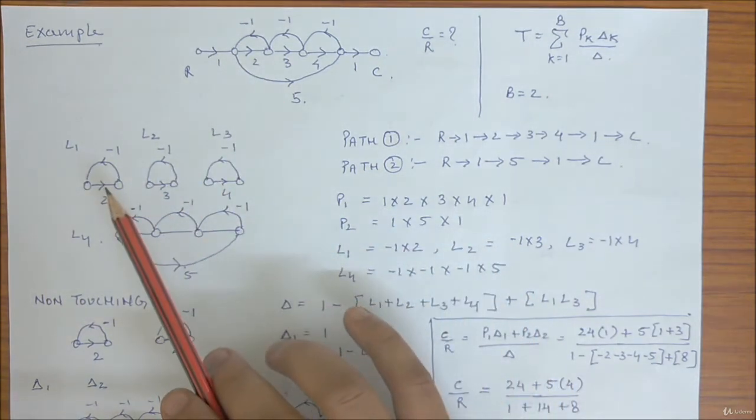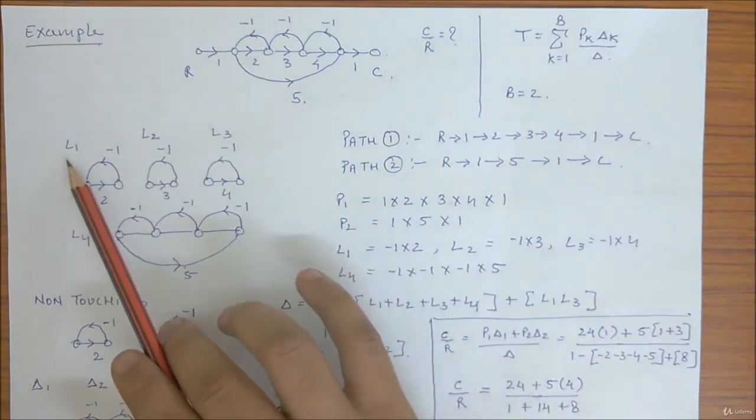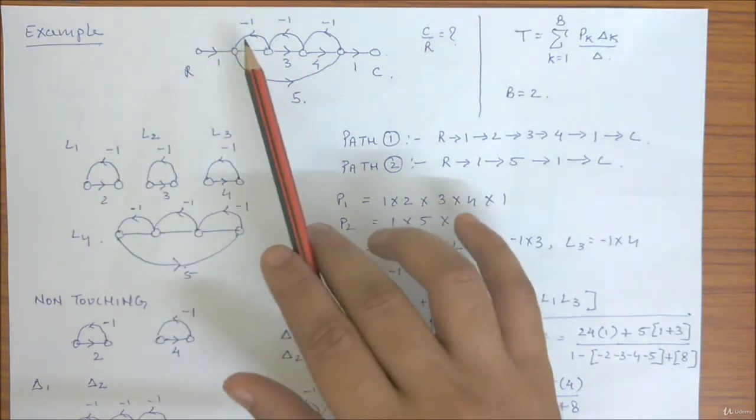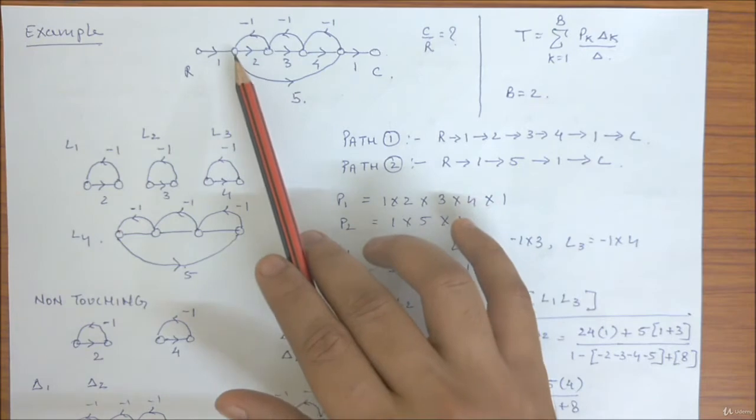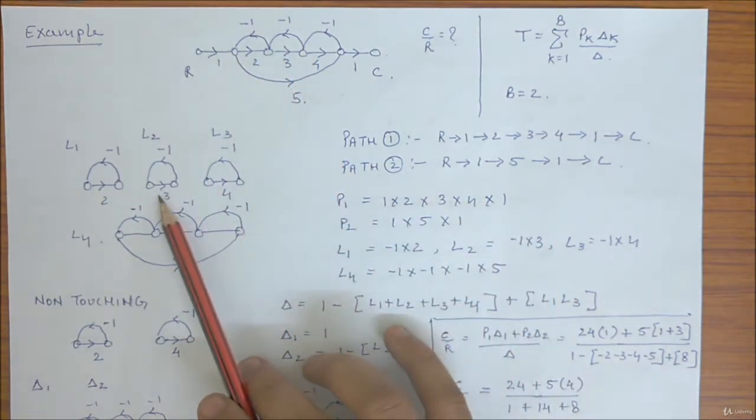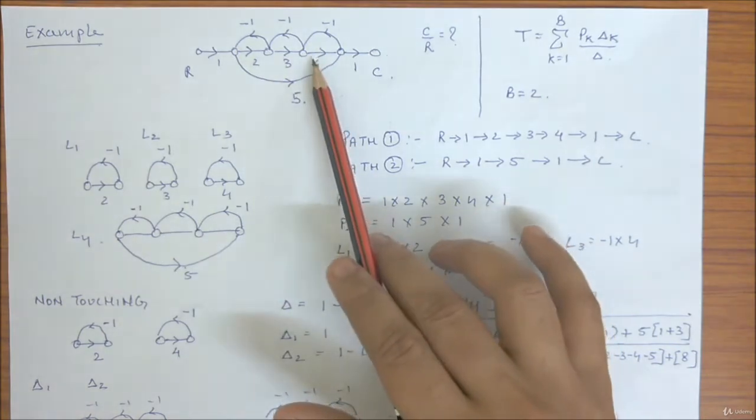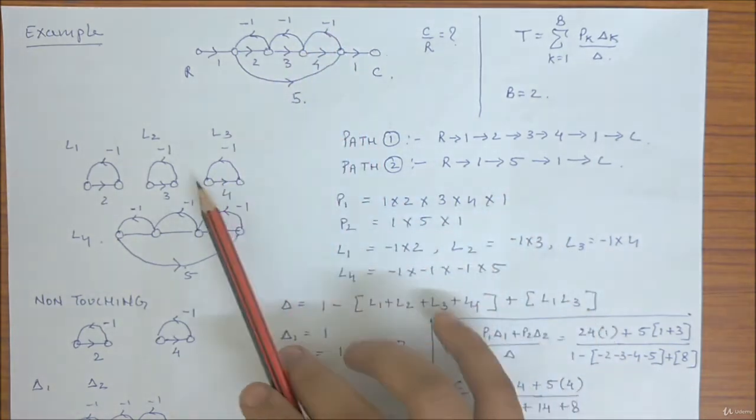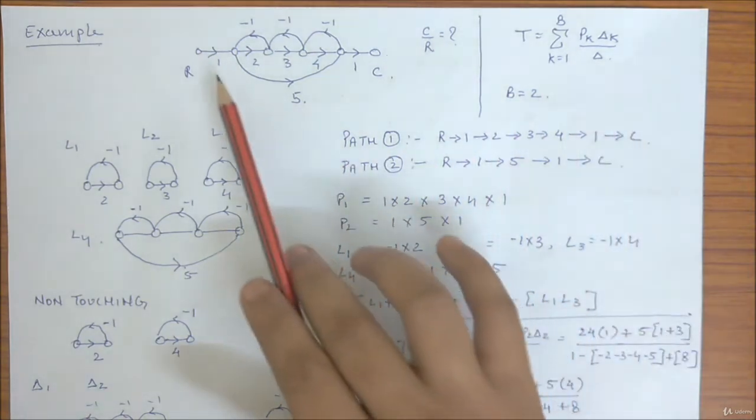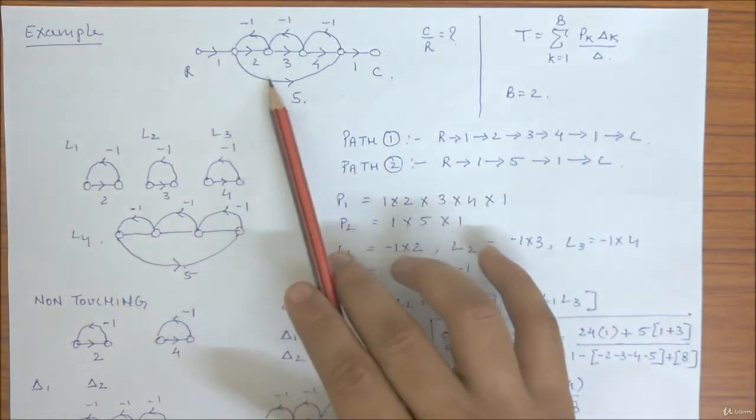See, here I have drawn the loops. My L1 is 2 and minus 1. This is 2 and minus 1. This is one loop. My next loop is 3 minus 1. Third loop is 4 minus 1. Now if you watch carefully, you will have one more loop, a bigger loop.